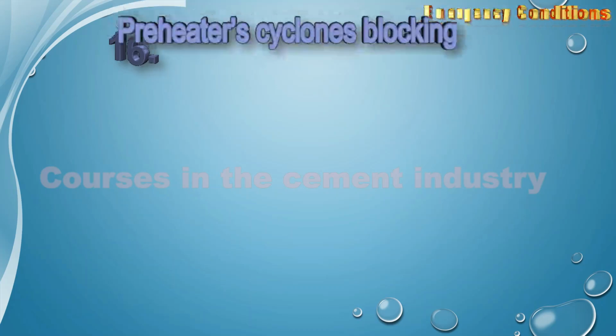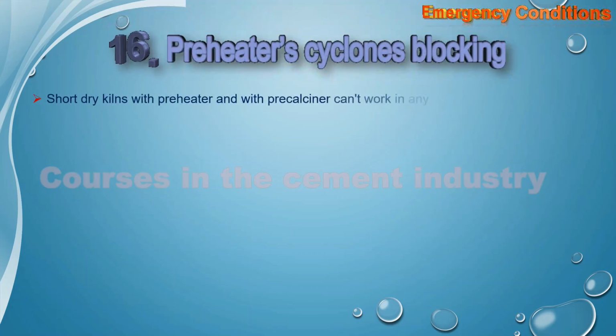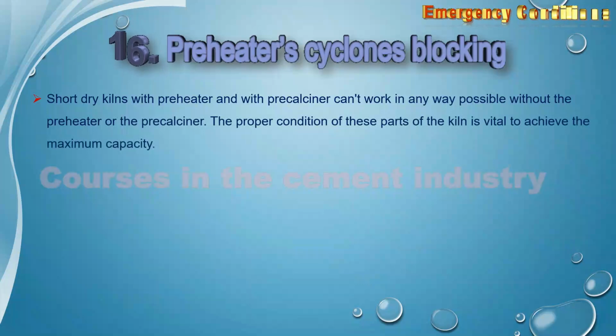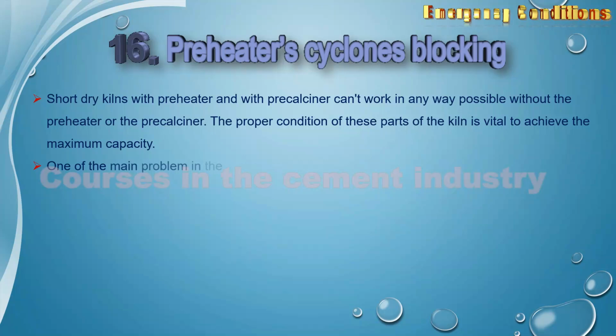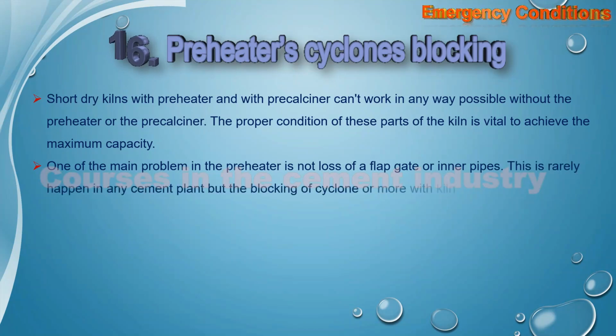16. Preheater cyclones blocking. Short dry kilns with preheater, and with precalciner, can't work in any way possible without the preheater or the precalciner. The proper condition of these parts of the kiln is vital to achieve the maximum capacity. One of the main problems in the preheater is not loss of a flap gate or inner pipes. This rarely happens in any cement plant, but the blocking of cyclones, or more, with kiln feed materials.